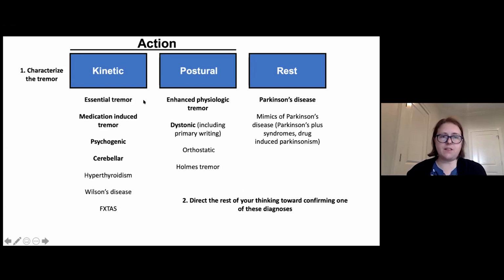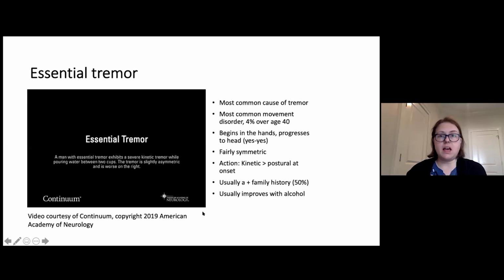So this case that I gave you, this is a case of essential tremor. Essential tremor is the most common cause of tremor and the most common movement disorder. It's a fairly common disorder. It usually begins in the hands and then progresses to the head. We call it a yes tremor, meaning that people typically have a tremor that nods their head up and down as if they're saying yes. That's in contrast to a dystonic head tremor, which is often a no side-to-side tremor. It's usually pretty symmetric. It's an action tremor that's usually kinetic more than postural at onset, although there can eventually be a big postural component.